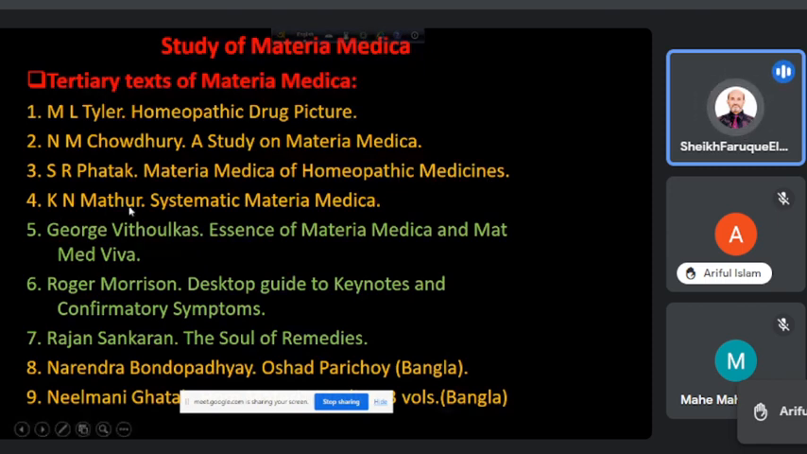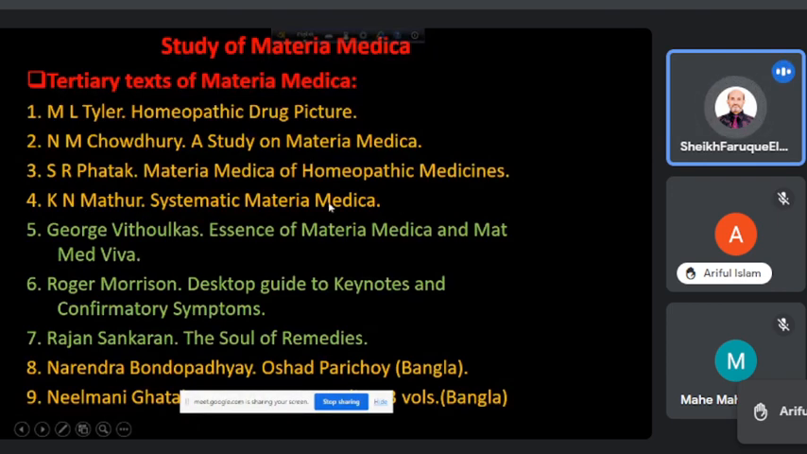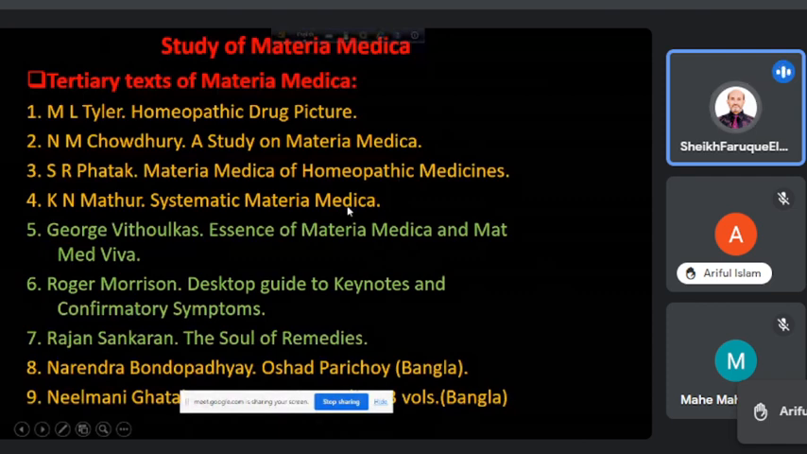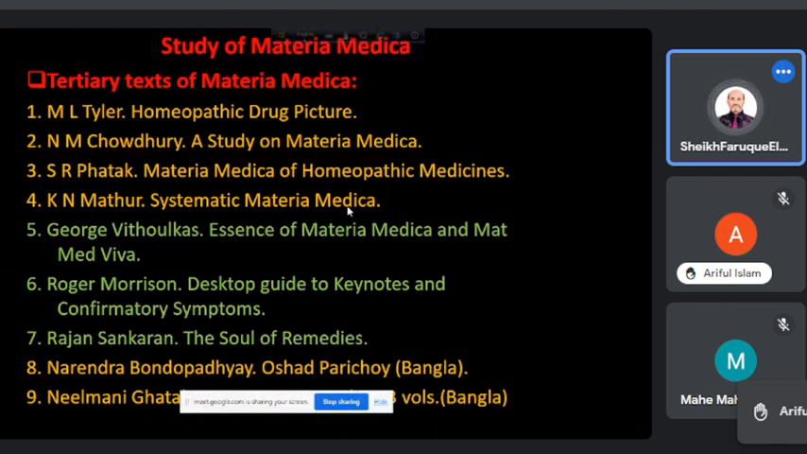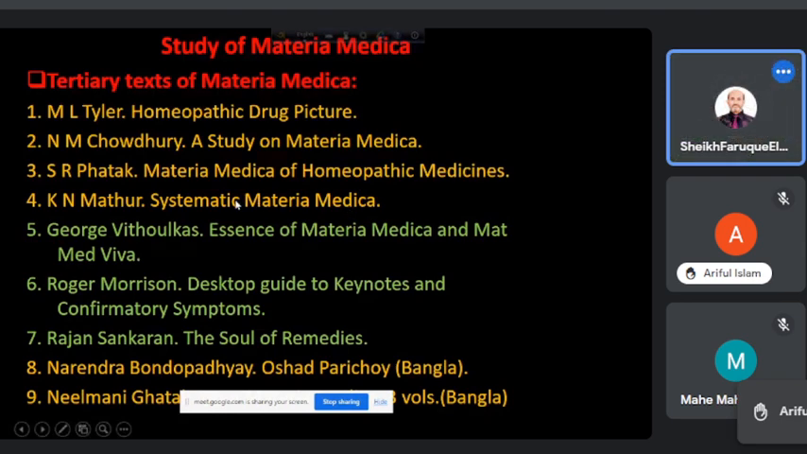Then Dr. Ken Mathur, he was also an MBBS, and he did his MF from Royal London Homeopathic Hospital. He wrote this book, Systematic Materia Medica. This book is, I think, better for students, not for senior doctors. This is good for students, but this is also a good book.